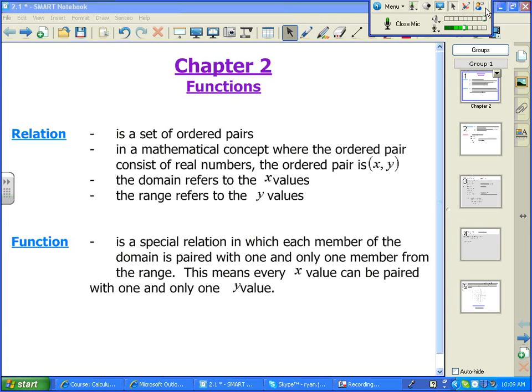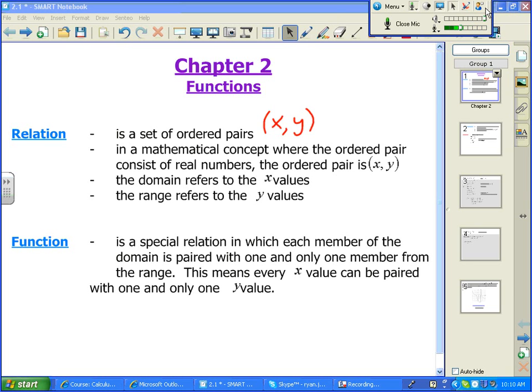Okay, 2.1. Introduction to the functions. There are two definitions we want to touch on. The first one is what a relation is. Now, a relation is just any set of ordered pairs. And what I mean by an ordered pair is an x value paired up with a y value. Okay? A relation could be any of those. Any ordered pair falls into the realm of a relation.